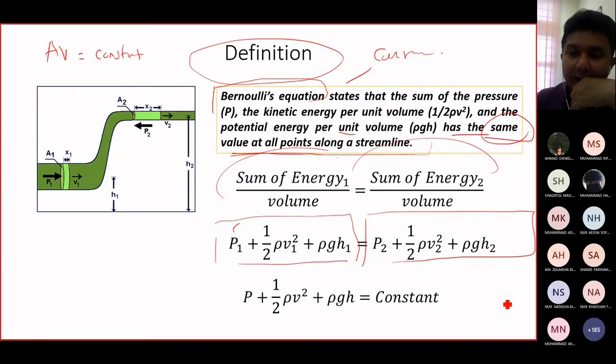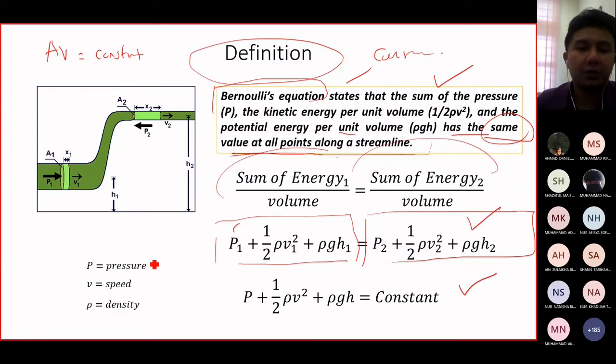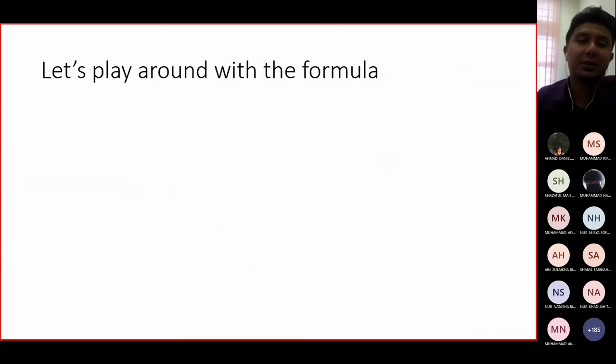So when I ask you what is the definition of Bernoulli equation, you have to write this or this, and make sure to tell me what is P, what is V, what is rho. Although I know, I want to see it, because that is the exam. It shows that you know.